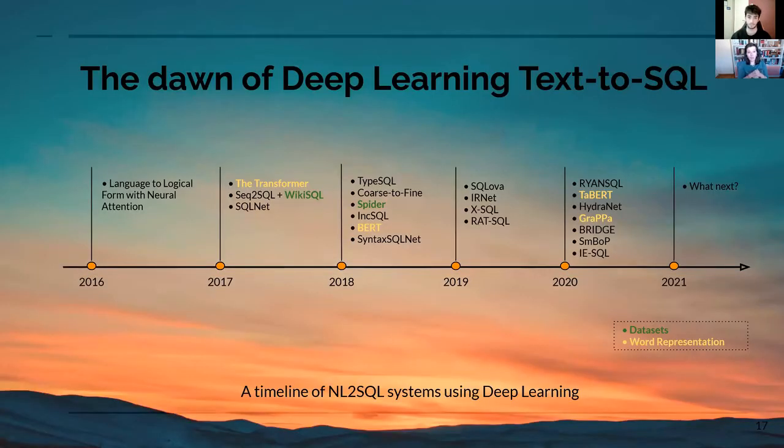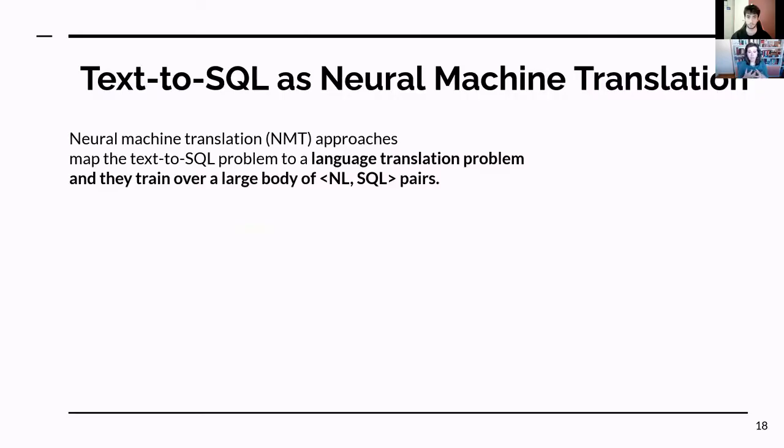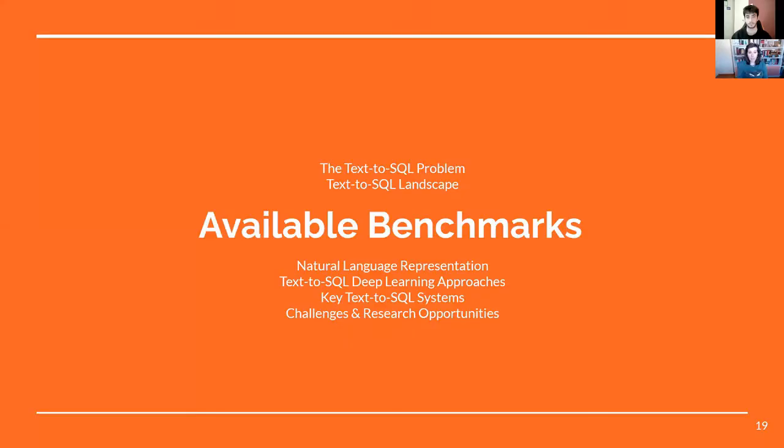Now here, in the last few years, we see the dawn essentially of deep learning text-to-SQL methods. The main difference of these systems lies in the fact that now the text-to-SQL problem is mapped to a language translation problem. And these systems train over a very large body of NL to SQL pairs in order to be able to learn how to translate an NL query to an SQL query. Such systems essentially became possible due to the emergence of two very important benchmarks.